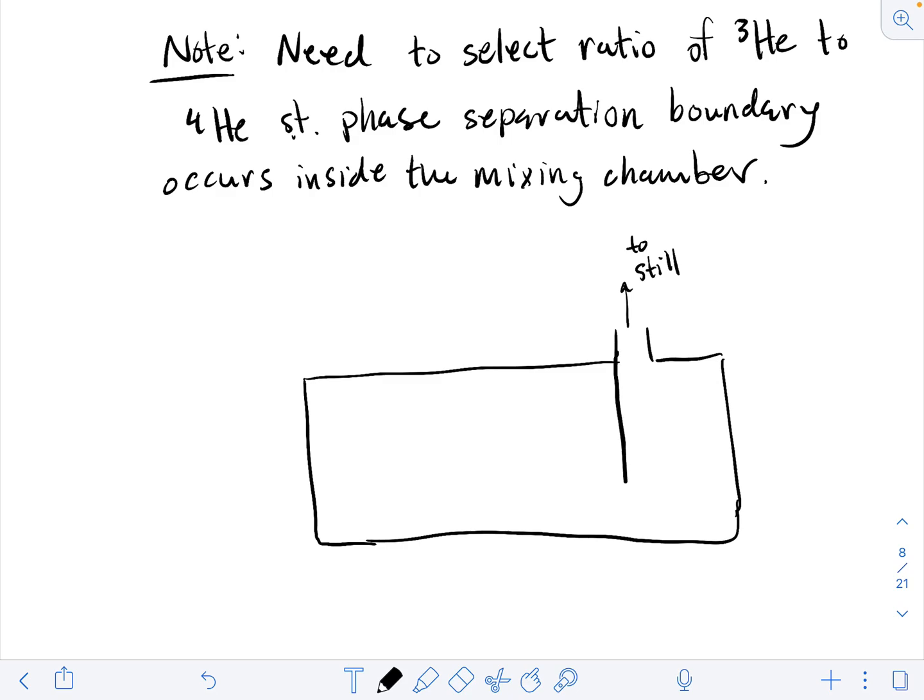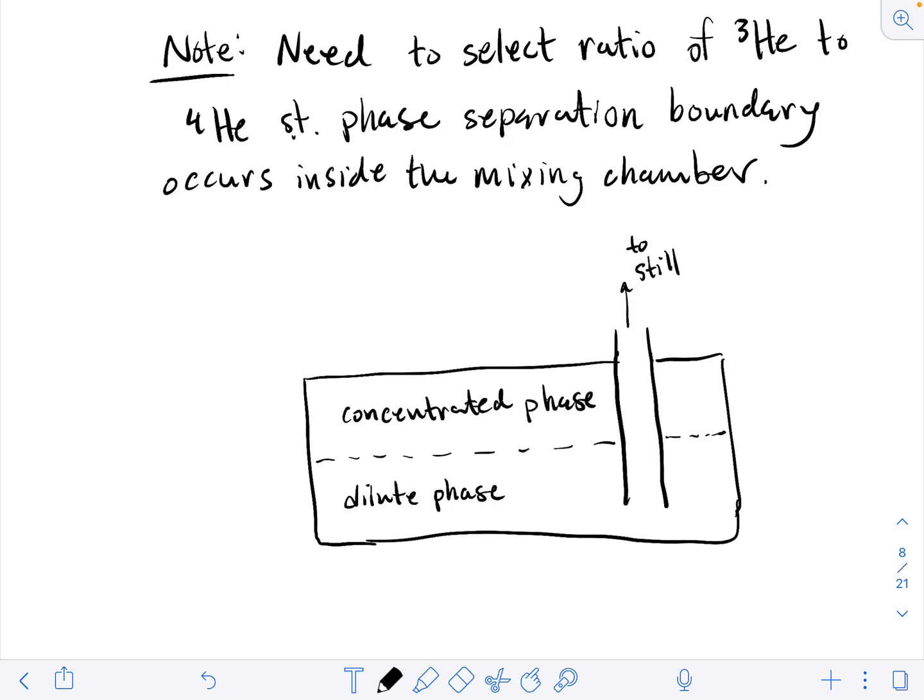And so actually what will happen is we'll have a pipe that goes down like this, and inside here we're going to have our phase separation boundary, and then we're going to have the dilute phase down here. So that's a small fraction of helium-3 in helium-4, and then we have the concentrated phase here. At base temperature, this is nearly pure helium-3, and the dilute phase might be about, I don't know, 6.6% helium-3 in helium-4.